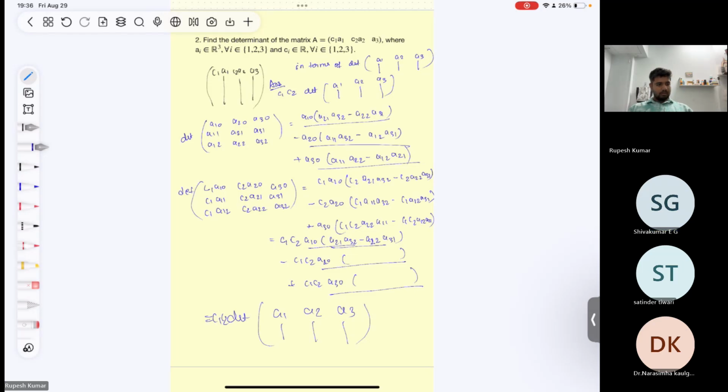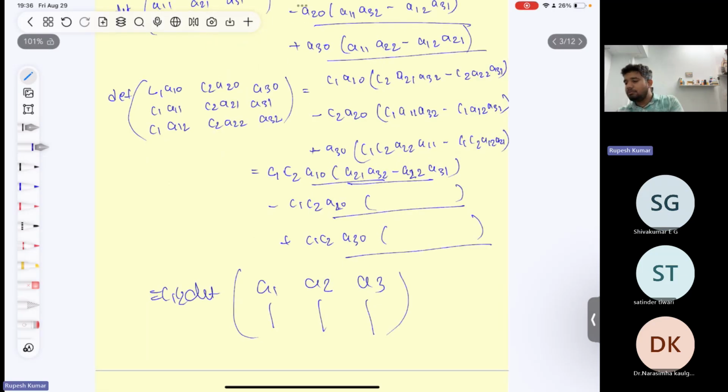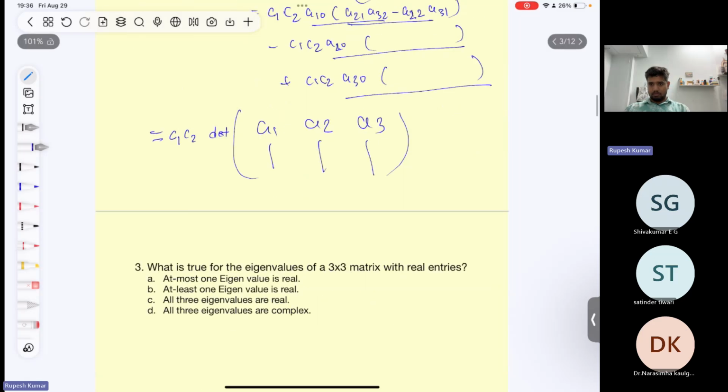The final answer is C1 into C2 into determinant of A1, A2, A3. C1, C2, determinant of C2 into determinant of this matrix. Fine? A1, A2, A3. Okay.